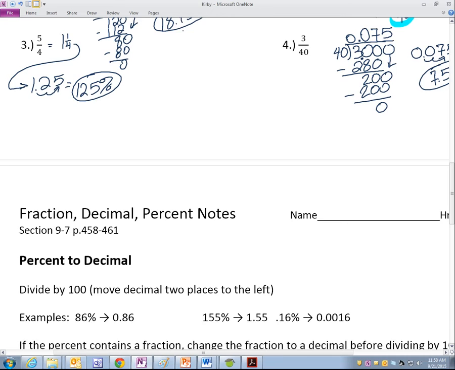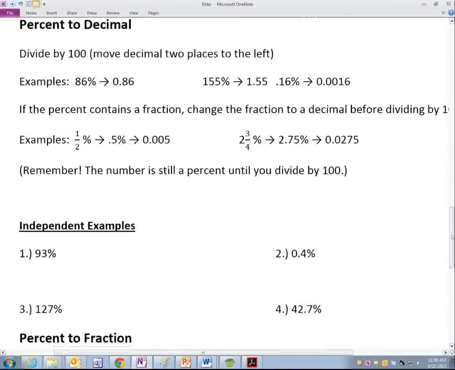Next one, percent to decimal. Percent to decimal: divide by 100 and move the decimal 2 places to the left. Look at that. Left. Izquierda. Close. Left.